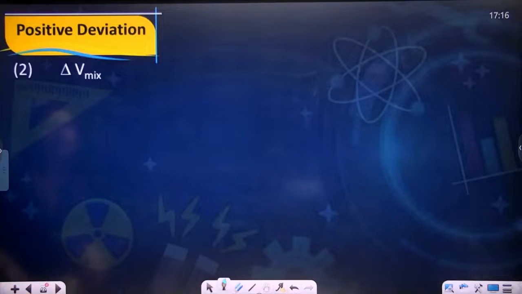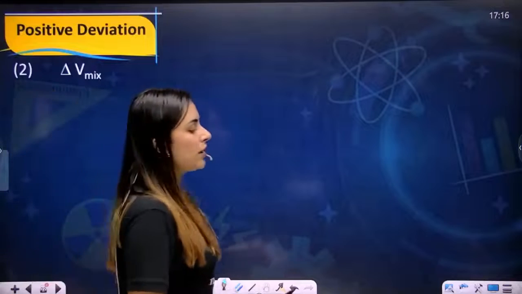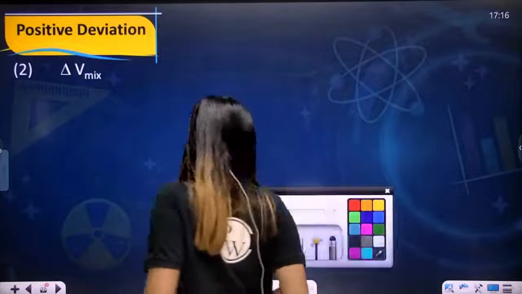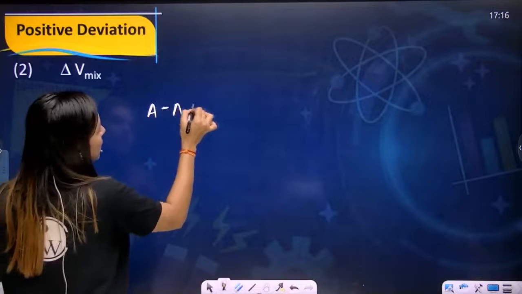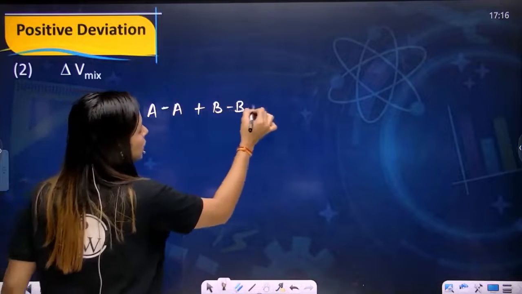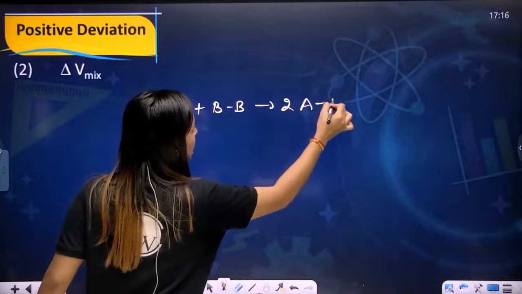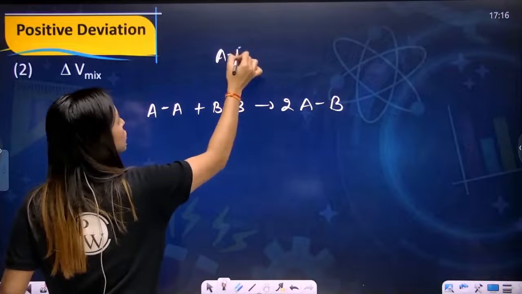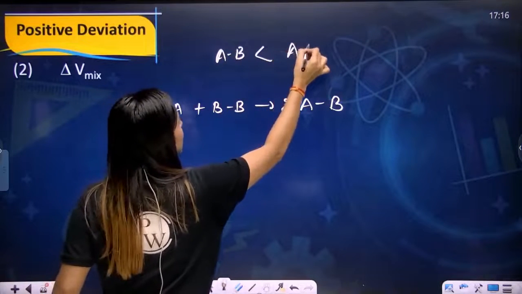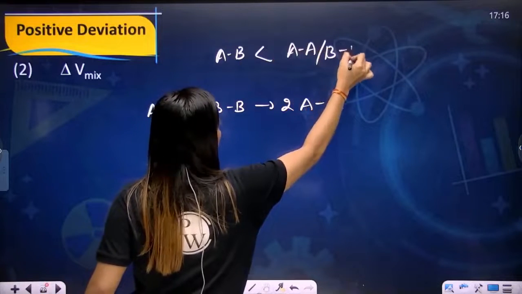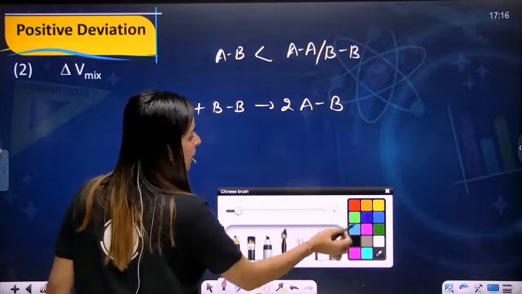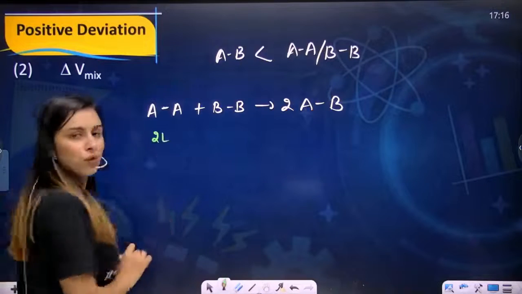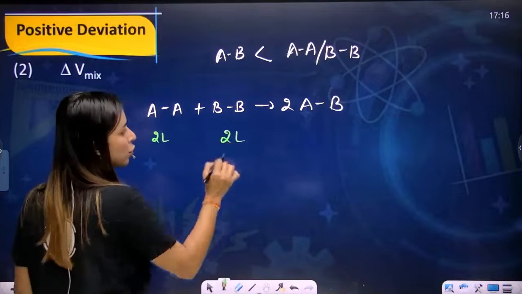Now, next is delta V mixing. Now think about delta V mixing, my dear students. What will happen? You have AA, you have BB interactions, which will give you two AB interactions, and you also know that AB interactions are weaker than AA interactions or BB interactions. So now, my dear students, imagine you had 2 liters of volume here, you had 2 liters of volume here.